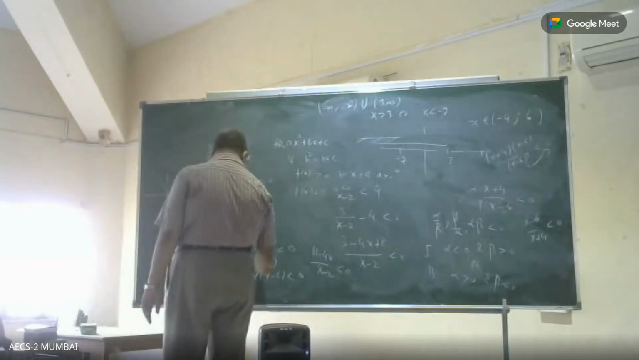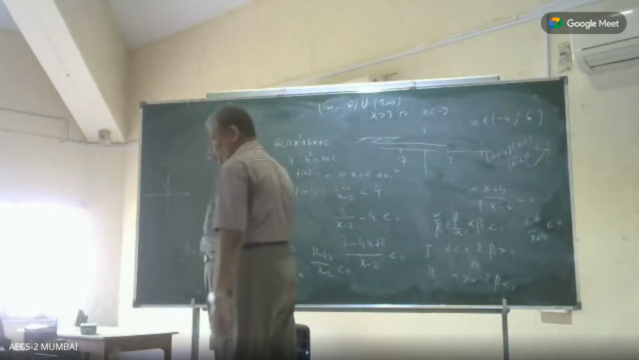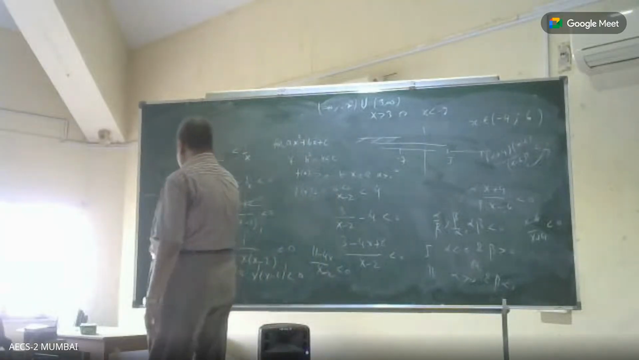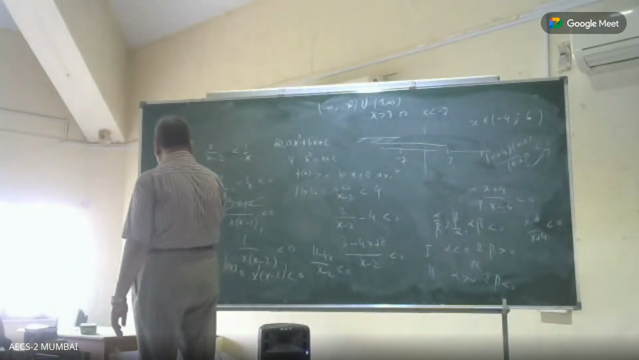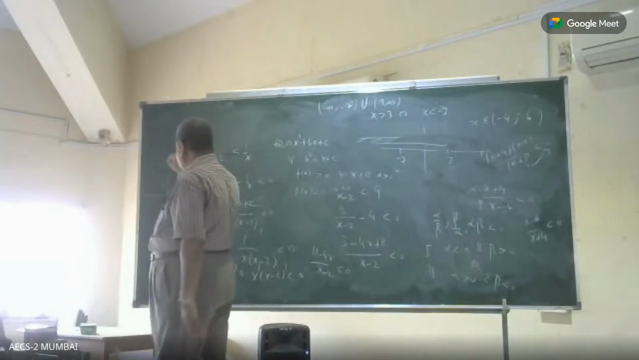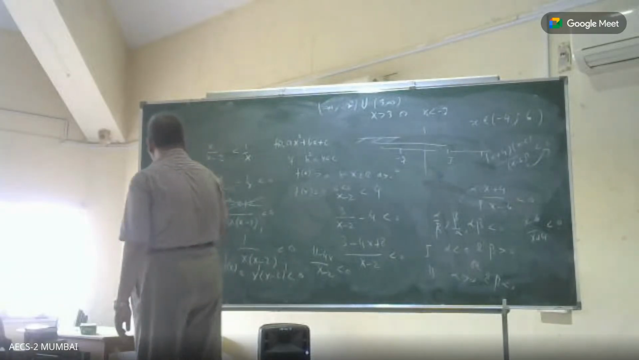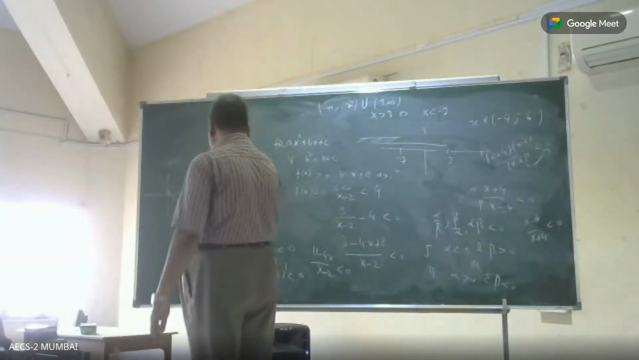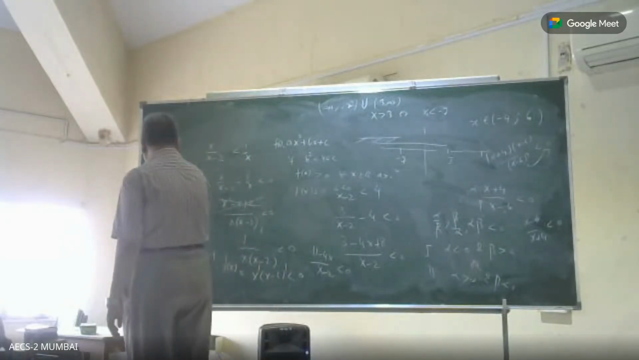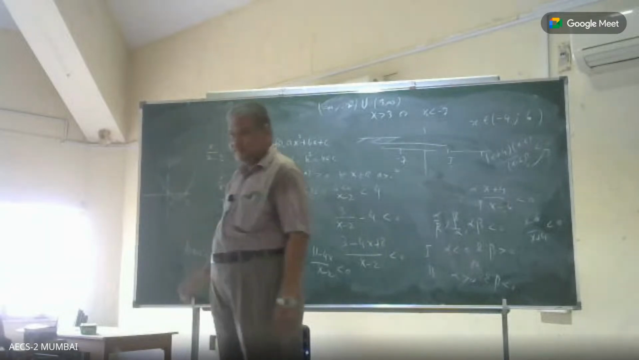You start from here, come past the node. If the power of the node is an odd integer, then you cross. Come here. Here also. This is your f of x. And where is it negative? From where to where? From 0 to. Is this correct?